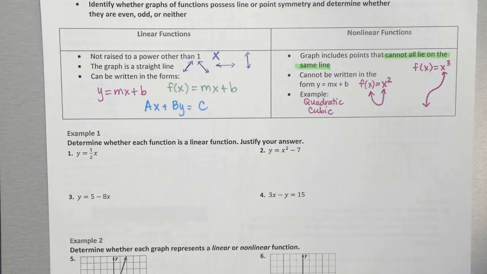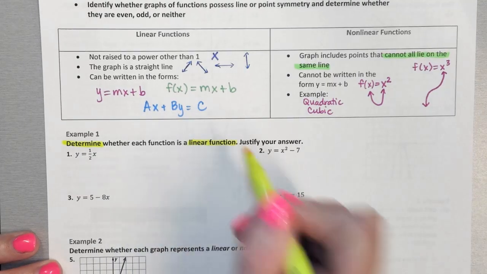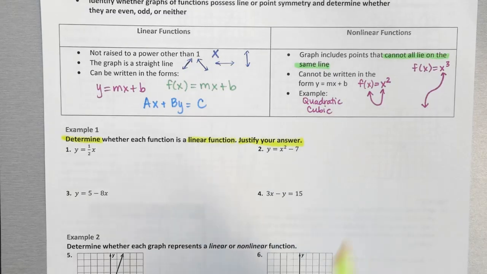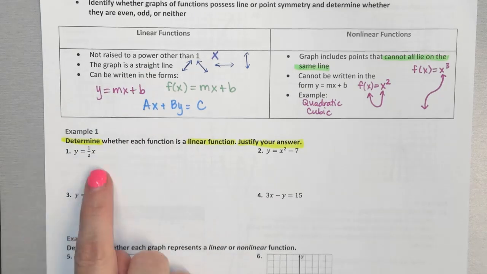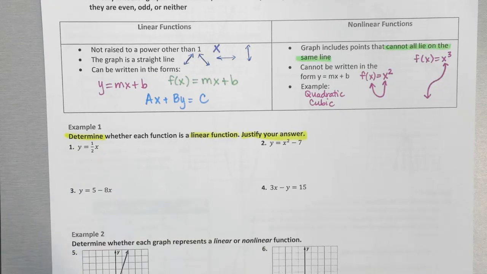Okay, so for our first example, we just have to determine whether it is a linear function. And then here it says justify your answer. So justify just means give a reason. Okay, and I'm going to help you with those reasons. Okay, and we're going to use this list to help us as well. So y equals 1/2 x. Is that going to be linear, yes or no?